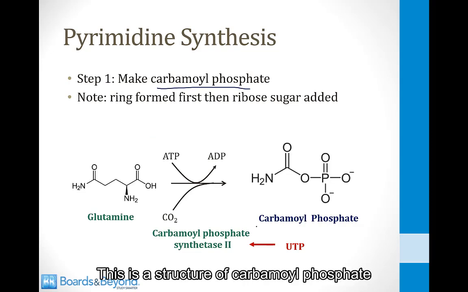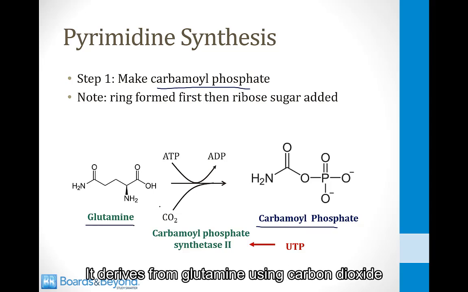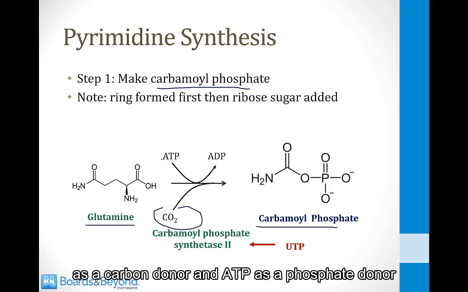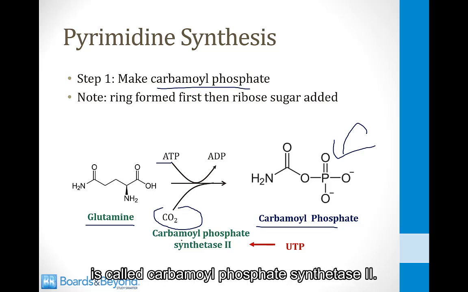The first step in the synthesis of pyrimidine nucleotides is to make a molecule of carbamoyl phosphate. This is the structure of carbamoyl phosphate shown on the screen here. It derives from glutamine using carbon dioxide as a carbon donor and ATP as a phosphate donor for this phosphate group here. The enzyme that catalyzes this reaction is called carbamoyl phosphate synthetase 2.